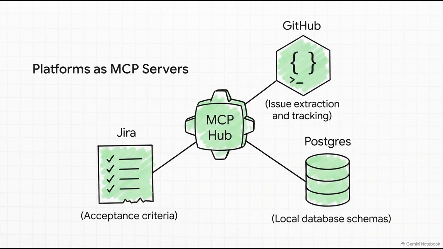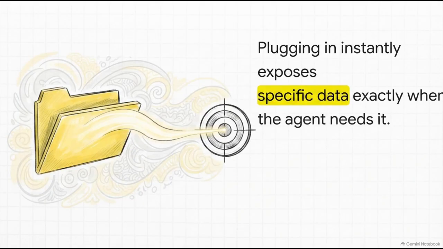It can instantly connect to GitHub to extract a bug report, reach right into Jira to grab the exact acceptance criteria, and then plug directly into your local Postgres database to inspect the schema it needs to write an optimized SQL query. And it's doing all of this using one universal standard, without you writing a single line of custom integration code. The very moment the agent plugs in, these structured resources are available on demand.